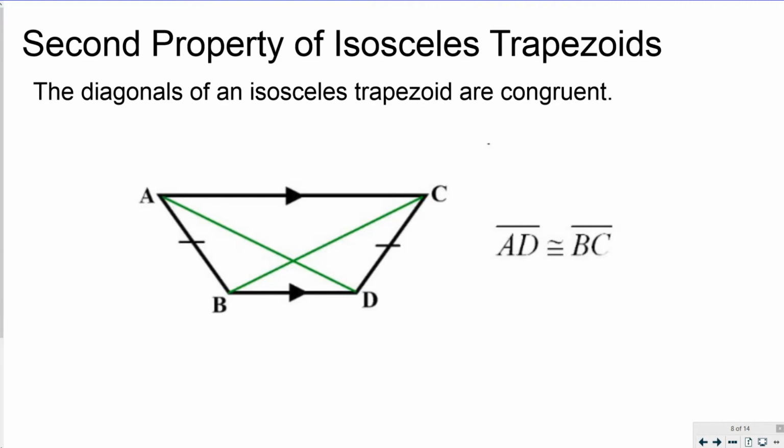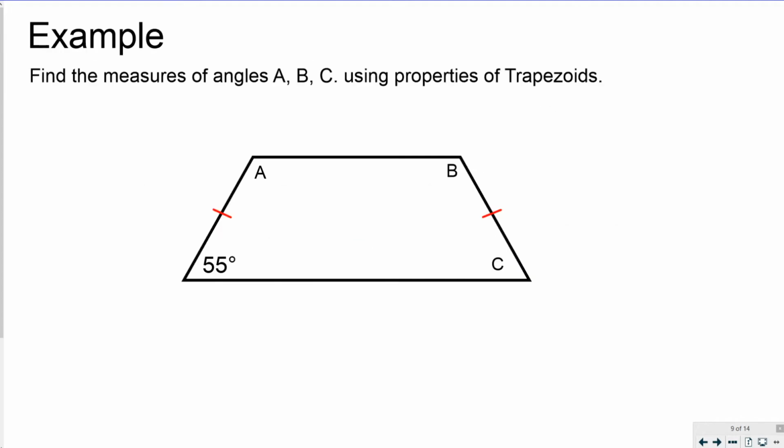Second property of an isosceles trapezoid is that the diagonals, which we defined in class as the imaginary segments that go from corner to corner, those diagonals are congruent. So diagonal AD is congruent to diagonal BC. And that's it for the properties of trapezoids, guys. So now we're going to start using these properties in order to calculate measurements of trapezoids.